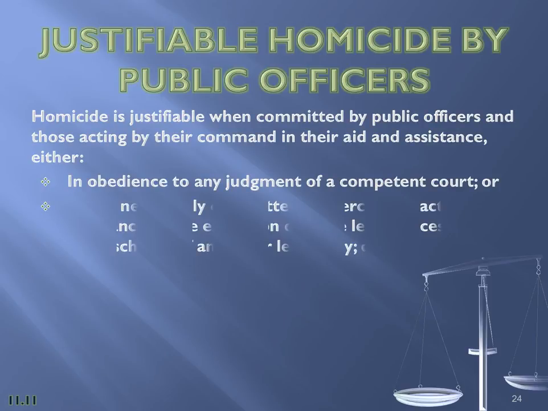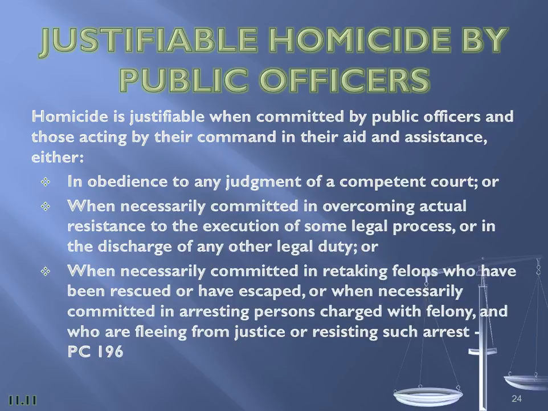And then finally, as we're starting to get towards the end here, we'll talk about justifiable homicide by public officers. Homicide is justifiable when committed by public officers and those acting in their command and in their aid and assistance, either in obedience to any judgment of a competent court, or when necessarily committed in overcoming actual resistance to the execution of some legal process, or in the discharge of any other legal duty, or when necessarily committed in retaking felons who have been rescued or have escaped, or when necessarily committed in arresting persons charged with a felony who are fleeing from justice or resisting such arrest.